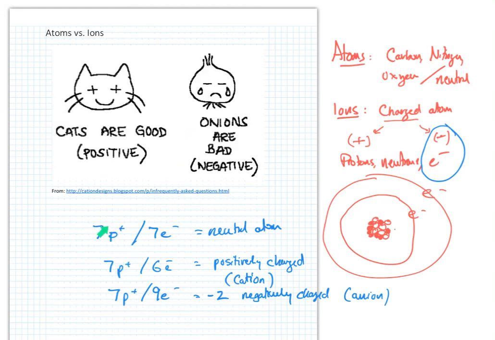Remember, in a given atom, the number of protons do not change. The protons are constant. The only things that are changing are the electrons. We can either have a neutral atom if they're equal. We can have a positively charged cation, which means fewer electrons than protons, or we can have a negatively charged anion, which means more electrons than protons.